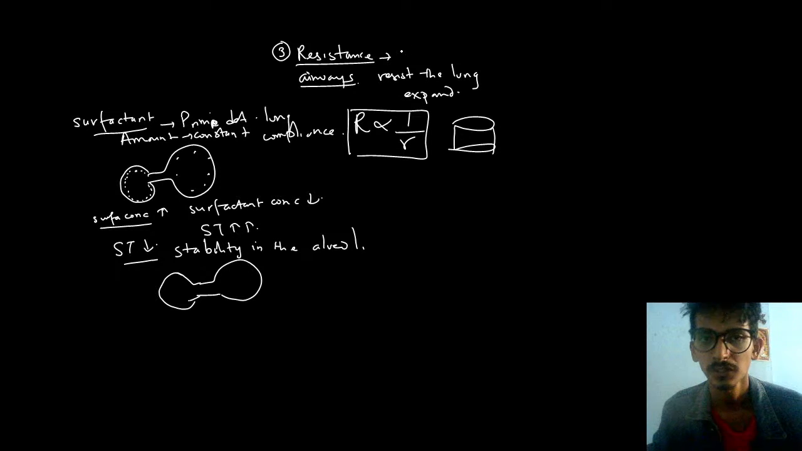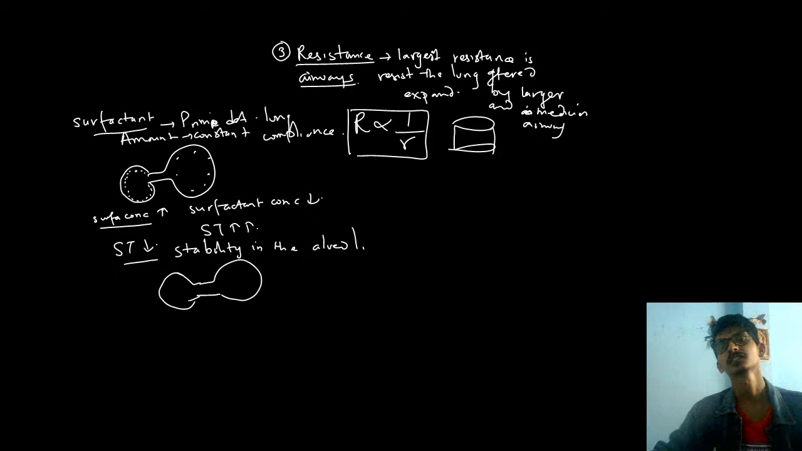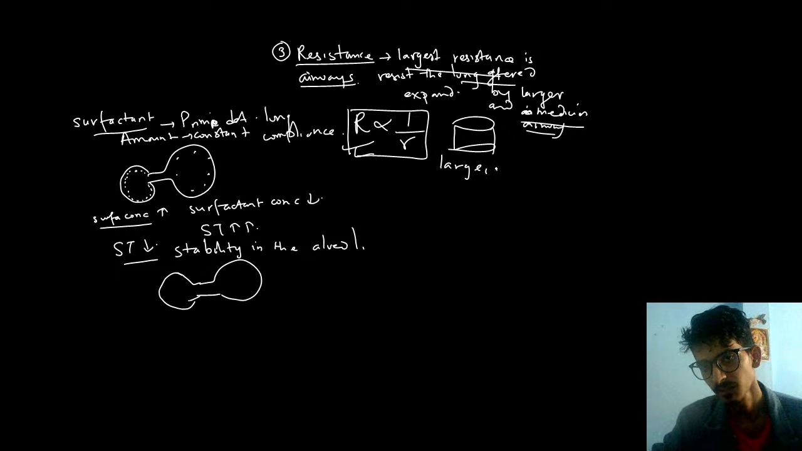But in our lung, the largest resistance is offered by the larger and medium airways. So how do I explain this concept, that the resistance in the airways is maximum in the larger and medium airways, because this does not go with this theory? What happens in these large and medium airways is another thing, that is the increased turbulence.